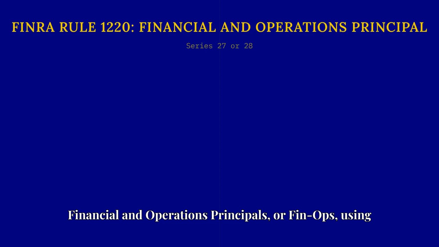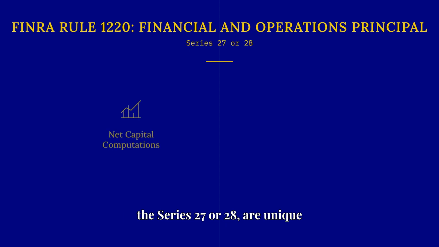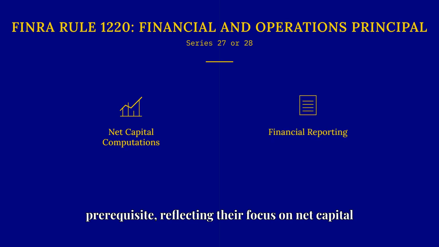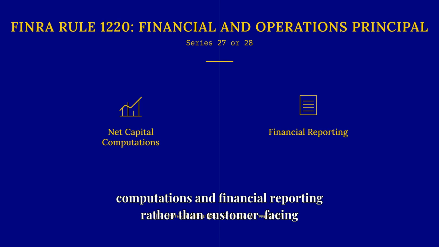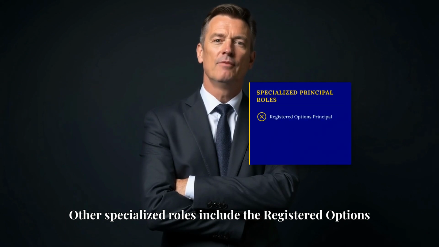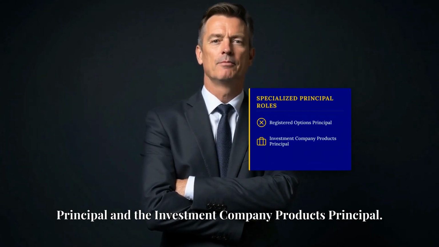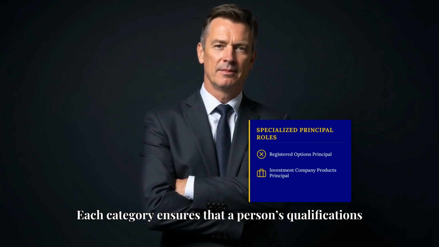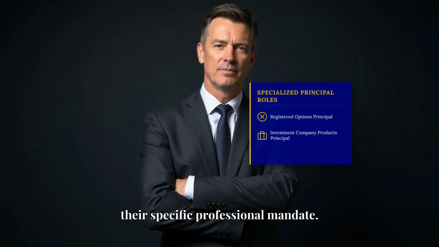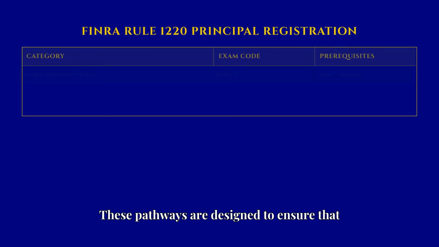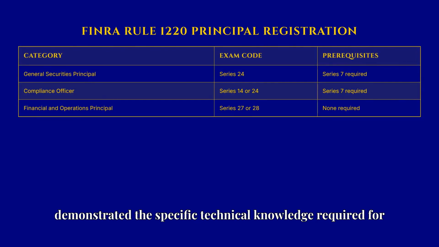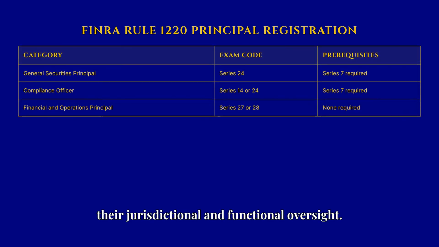Financial and Operations Principals, or FinOps, using the Series 27 or 28, are unique because they do not require a representative-level prerequisite, reflecting their focus on net capital computations and financial reporting rather than customer-facing activities. Other specialized roles include the Registered Options Principal and the Investment Company Products Principal. Each category ensures that a person's qualifications align precisely with the regulatory risks of their specific professional mandate. These pathways are designed to ensure that every individual in a management position has demonstrated the specific technical knowledge required for their jurisdictional and functional oversight.